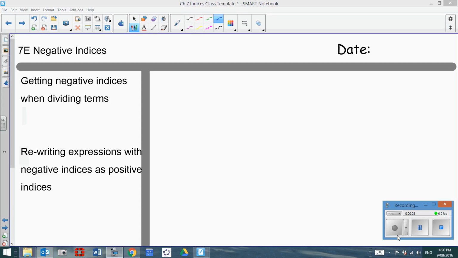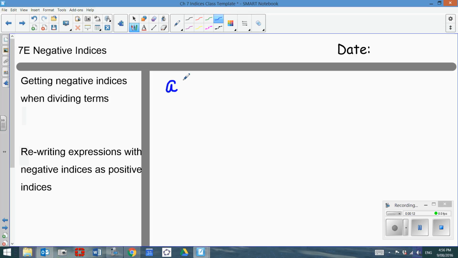Hi, year 9. We're going to go ahead and look at 7E, which is negative indices. If you're given, for example, a to the 6th divided by a to the 9th, our rule from a few days ago was that when you divide terms, we subtract our indices. So we get 6 minus 9, which gives a to the negative 3rd power, which is a negative index.